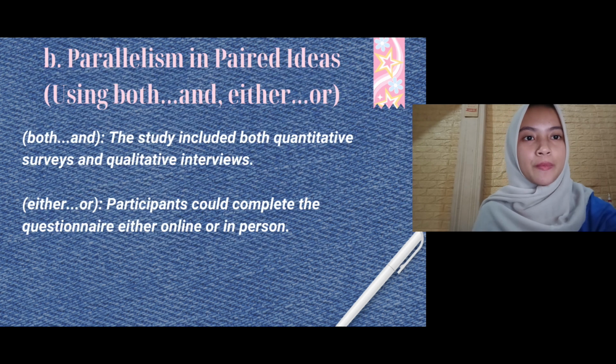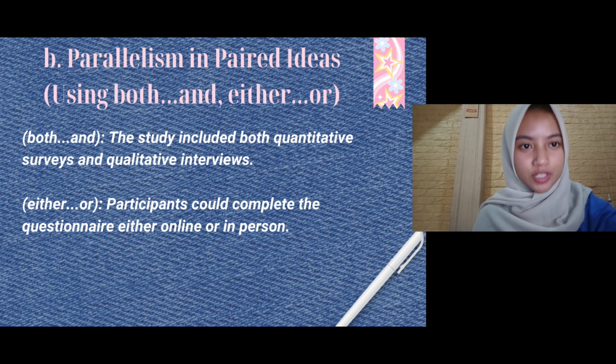The incorrect one is: the research objectives are to identify trends, analyzing causes, and solutions will be processed. This is not parallel, with different grammatical forms. B. Parallelism in paired ideas, using both and, either or. The correct one is: the study included both quantitative surveys and qualitative interviews. The explanation is the elements connected by both and are the same class, quantitative surveys and qualitative interviews. Another example of either or is: participants could complete the questionnaire either online or in person. The explanation is the paired elements are prepositional phrases with identical structures, online or in person.